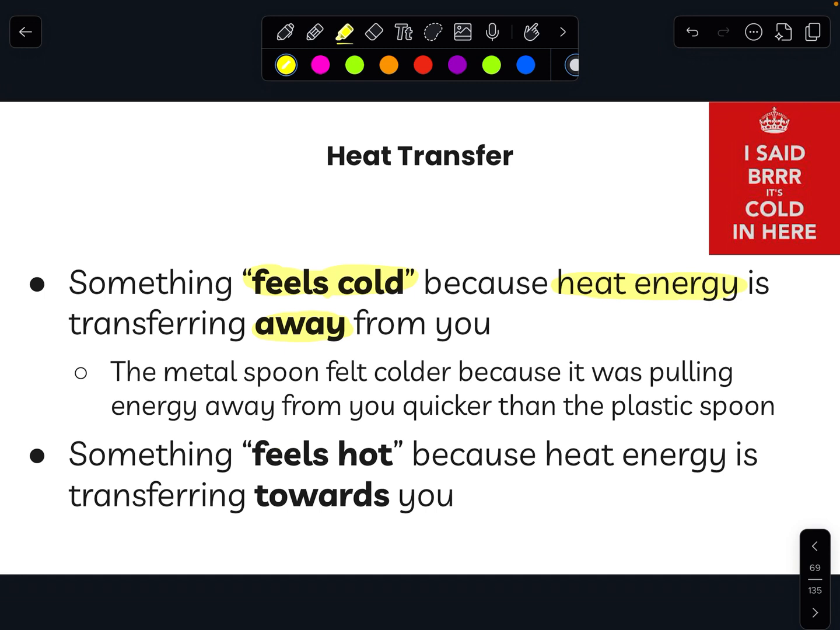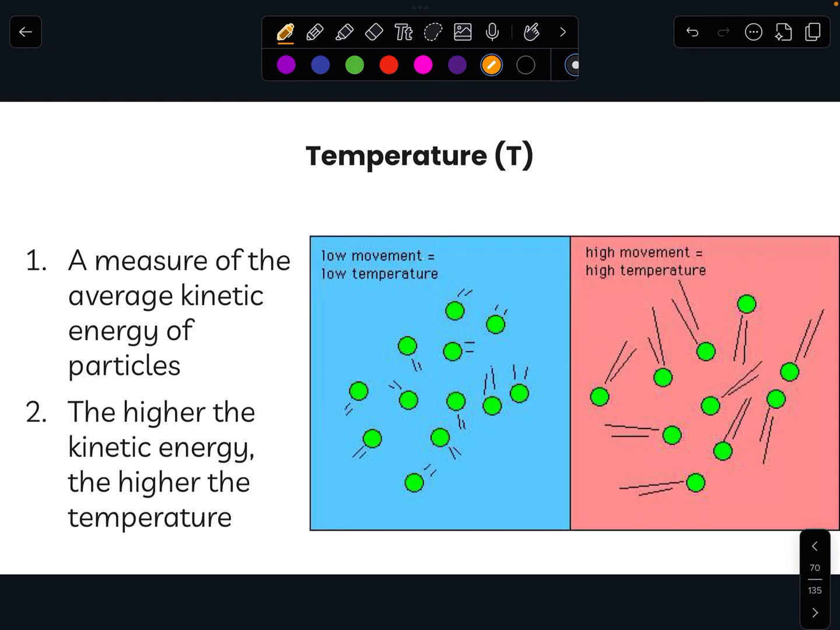And then we know something feels hot when the heat energy is moving towards us. So like if we stand in front of a fire, we know that fire is hot because we can feel the heat of the fire coming towards us. So it's important that you know this definition.